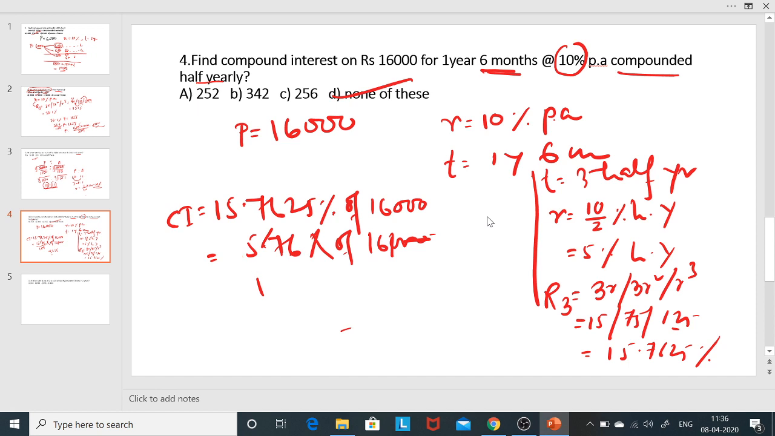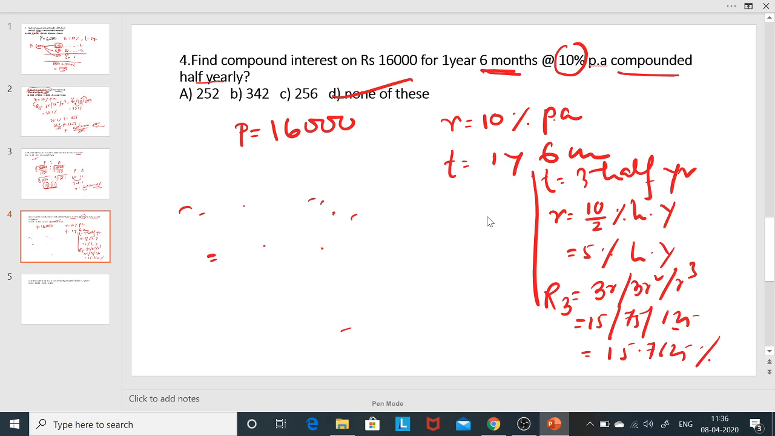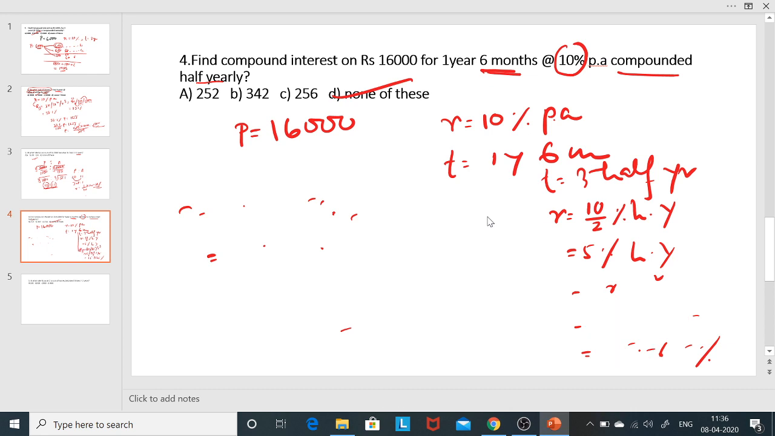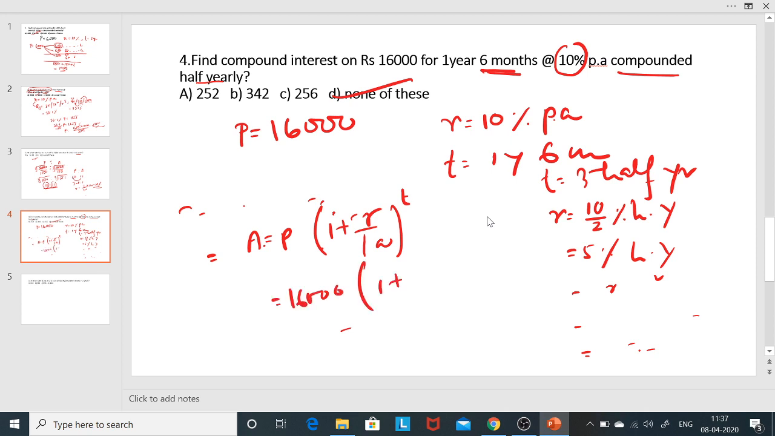So you can also use this method, or you can also apply your fundamental method. So fundamental method means amount is equal to principal into 1 plus r by 100 to the power t. Now your principal is equal to 16,000. 1 plus r means 5% per annum, 5 by 100 to the power t. T means how much? T means your 3 half years. So if you calculate this again, you will have the same. So hope you understood this question.